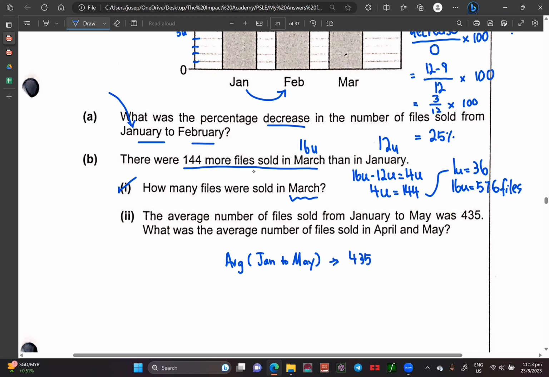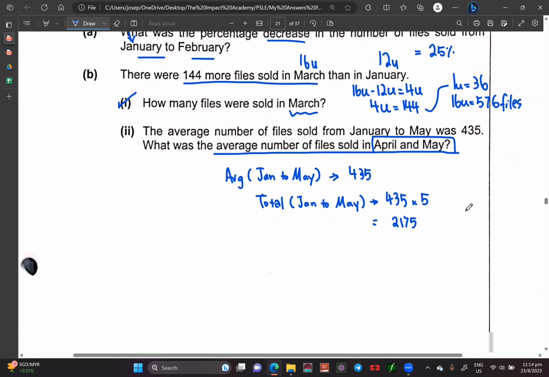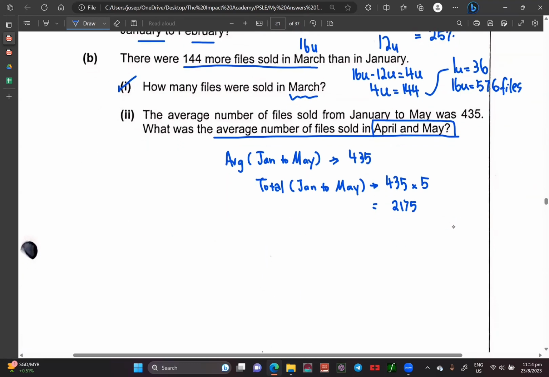Now, because I know the average, I can quickly find out what the total is. The total from January to May as well. Okay, we simply just have to do 435 times 5 months. When you do that, you get to 2175, and that is the total number of files from January to May. And the question wants us to find the average number of files sold in April and May. Okay, so 2175 is made up of 5 months, right?